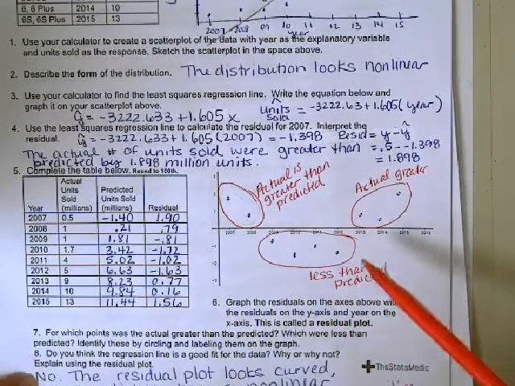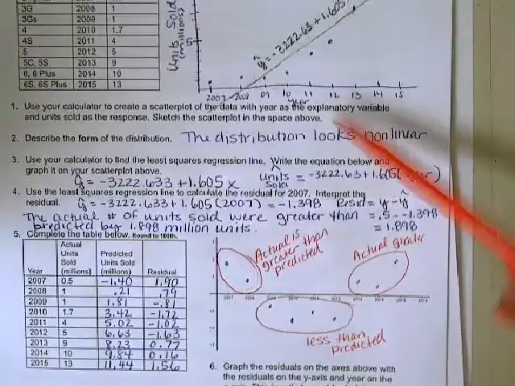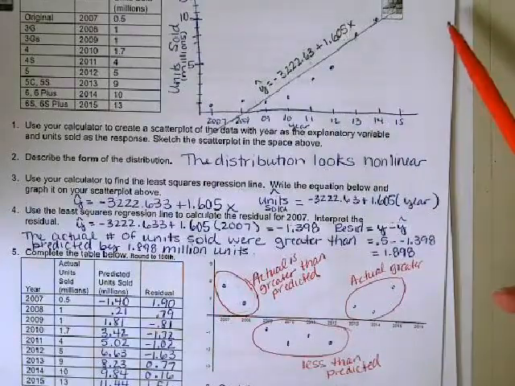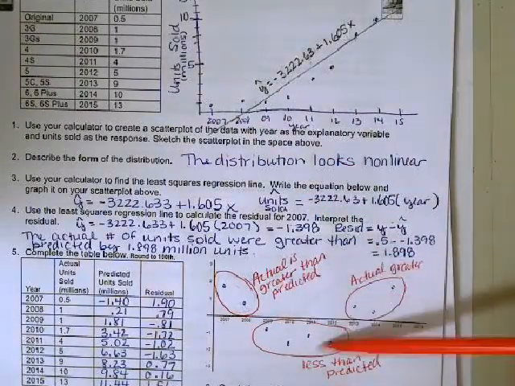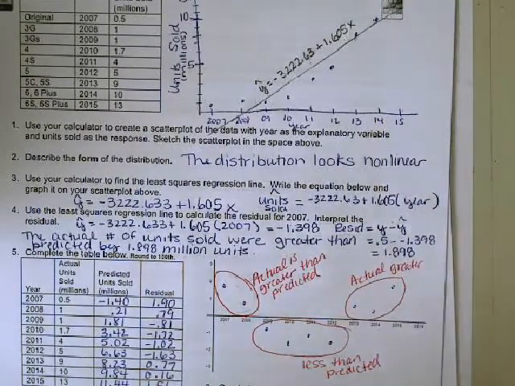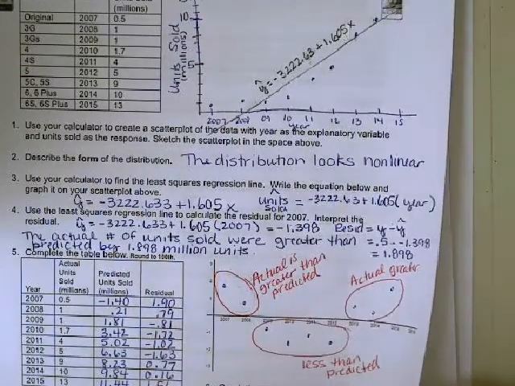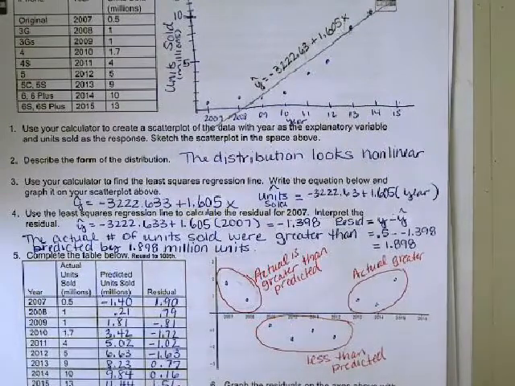Sometimes it's actually hard to see in the initial scatter plot whether or not there's a curve. There are some cases where it actually looks pretty straight, but if you look at the residual plot, you can see a pattern indicating a curvature to your data. So the residual plot is another way to check whether or not your distribution is linear or nonlinear.